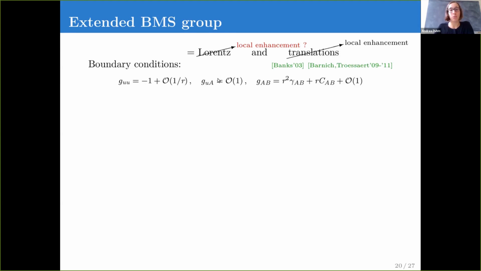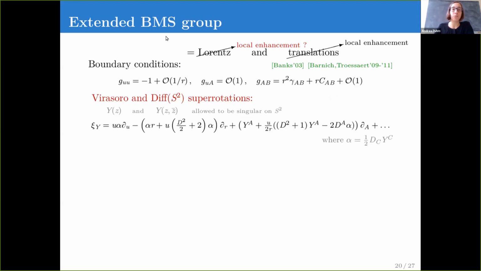So again, we start with a discussion of the boundary conditions. And now the extended BMS group contains a diffeomorphism xi, which rather than depending on a function as in the BMS case, now depends on a vector field. And this vector field, Y, is allowed to be singular on the two-sphere. Originally, such a vector field was disallowed. So all the singularities on the two-sphere were disallowed, and the only thing that was left was the Lorentz group. But if you allow such singular vector fields, you get an enlarged symmetry group. And this corresponds to a diffeomorphism symmetry on the celestial sphere.